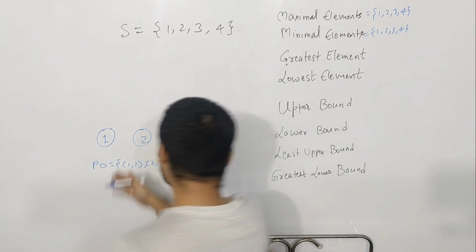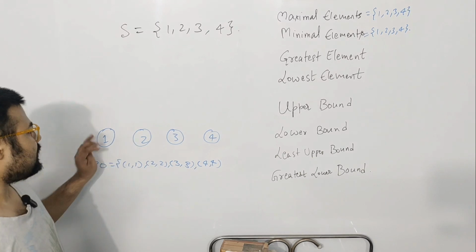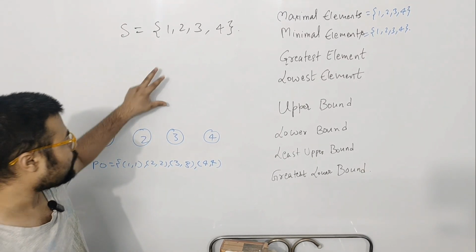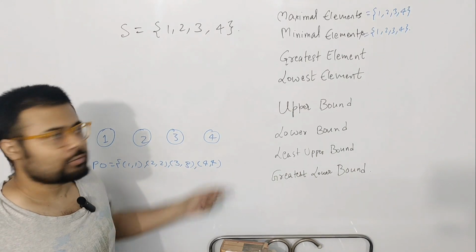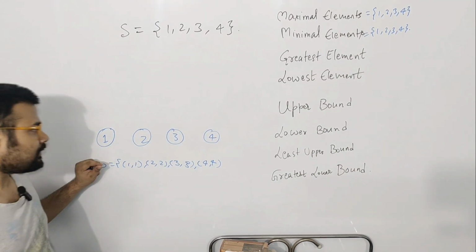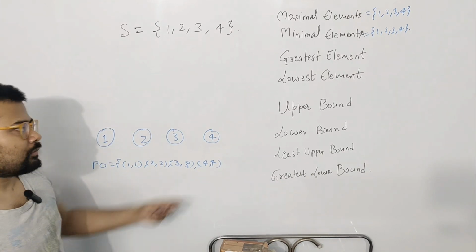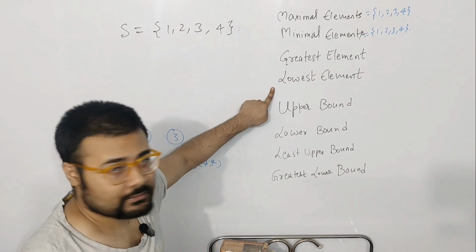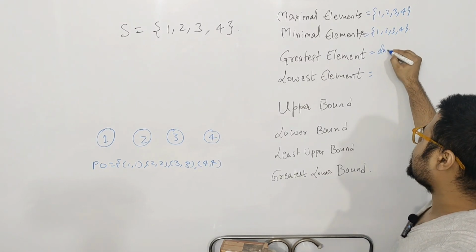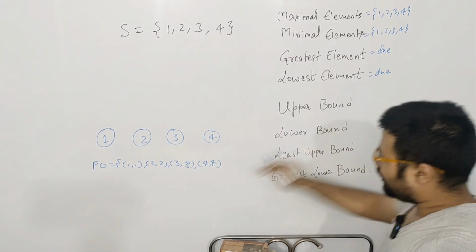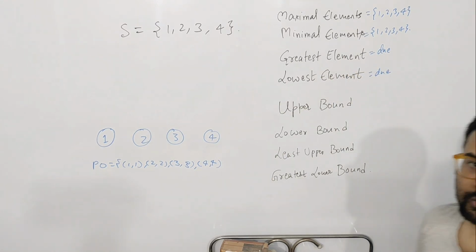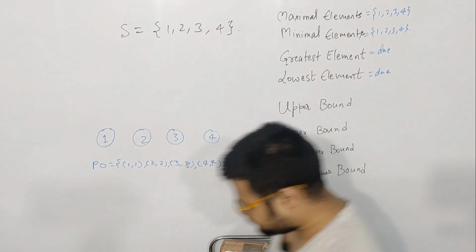Now can I say that there is any greatest element? Is there any element to which every other element is related? No, so there is no greatest element. Similarly, is there any element that is related to every other element? No, so there is no lowest element so far. So greatest element and lowest element do not exist for this partial order relation.